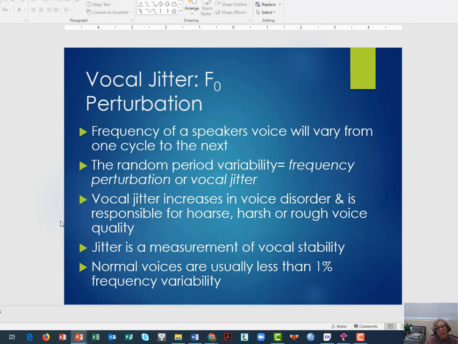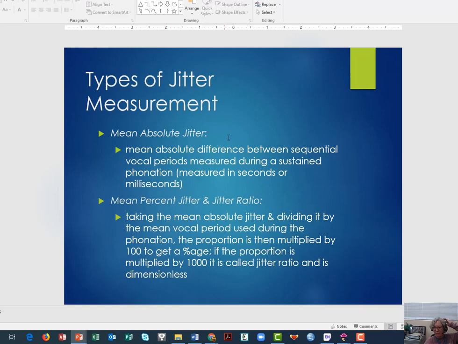Jitter increases when people have a voice disorder, and it's responsible for the perception of a hoarse, harsh, or rough voice quality. And so jitter is a measure of how stable that vocal frequency is from cycle to cycle. Normal voices usually have less than 1% variability cycle to cycle. So we do have different types of jitter measurement.